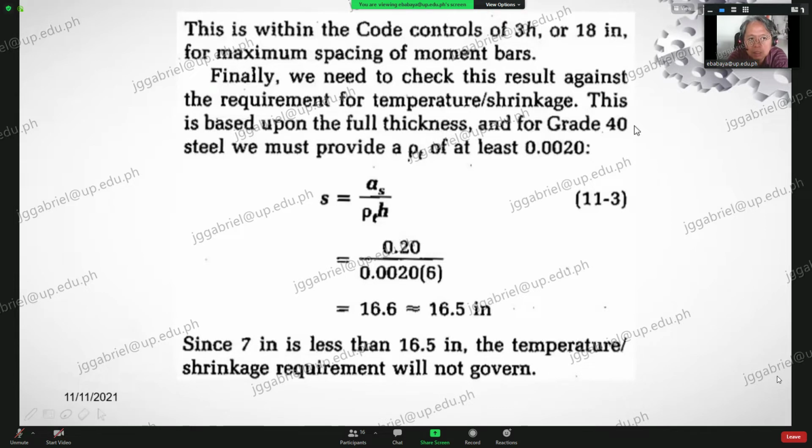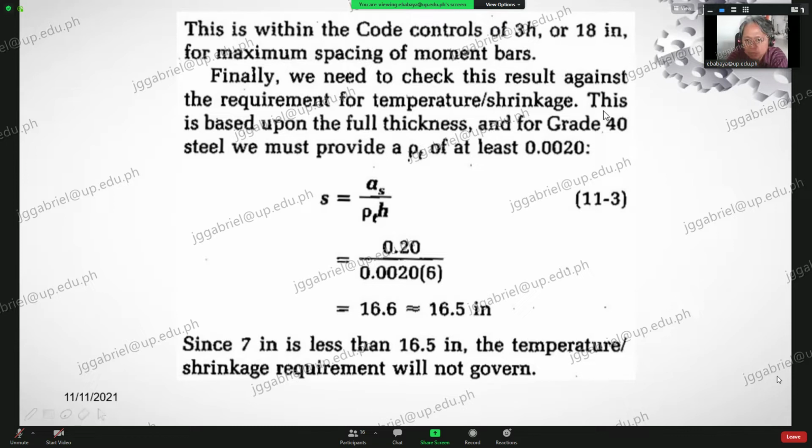Now, it says this is within the code controls of 3H. 3H is how much? 3 times 6 inches, that's 18 inches. Okay. So, mas mababa siya dito sa dalawa. Maximum spacing kasi ito eh. No? Finally, we need to check this result against the requirement for temperature and shrinkage. This is based upon the full thickness. And for grade 40 steel, we must provide a rho due to tension of at least 0.0020.